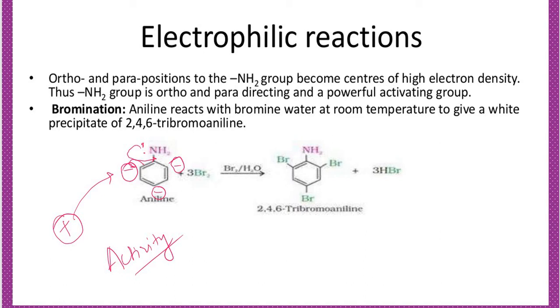It had made the benzene electron rich, especially the ortho and para positions, so very quickly an electrophile can attack and make a tribromo product. But if I want to make a monobromo product, it means I have to decrease the activity. I have to make it less reactive. It means I have to divert this lone pair of electrons not towards benzene but to the other side.